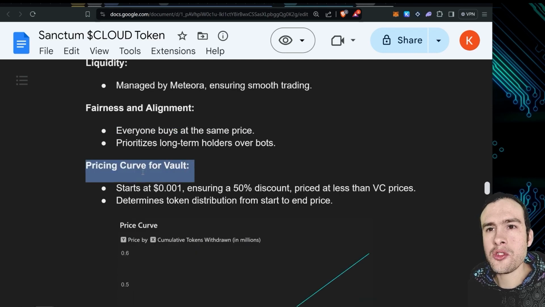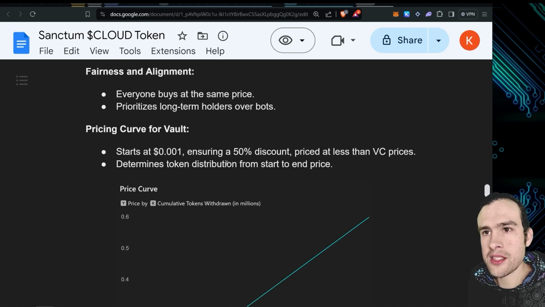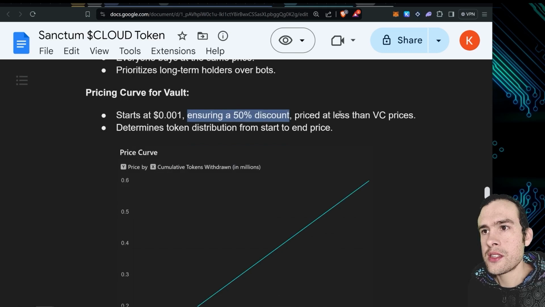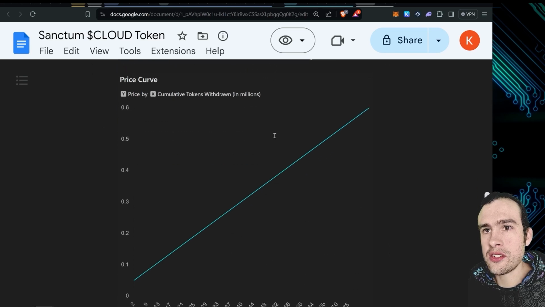And this is the price. They were talking about a pricing curve. So it starts at 0.001 apparently, ensuring the 50% discount. So apparently this is actually an important thing to do to make sure that this is possible. So it's priced at actually less than VC prices. So this is retail being able to get in cheaper than VCs, which is really cool. And this determines the token distribution from start to end price.